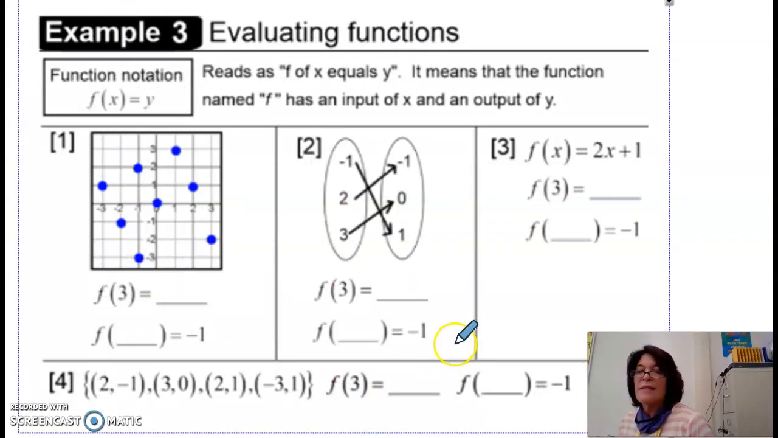Next, we're going to do our last example, which is evaluating functions. This is a new notation as well. So I'm going to do this on the next video. You'll have to go to Relations and Functions, Part 2, to get this last example. Thank you.